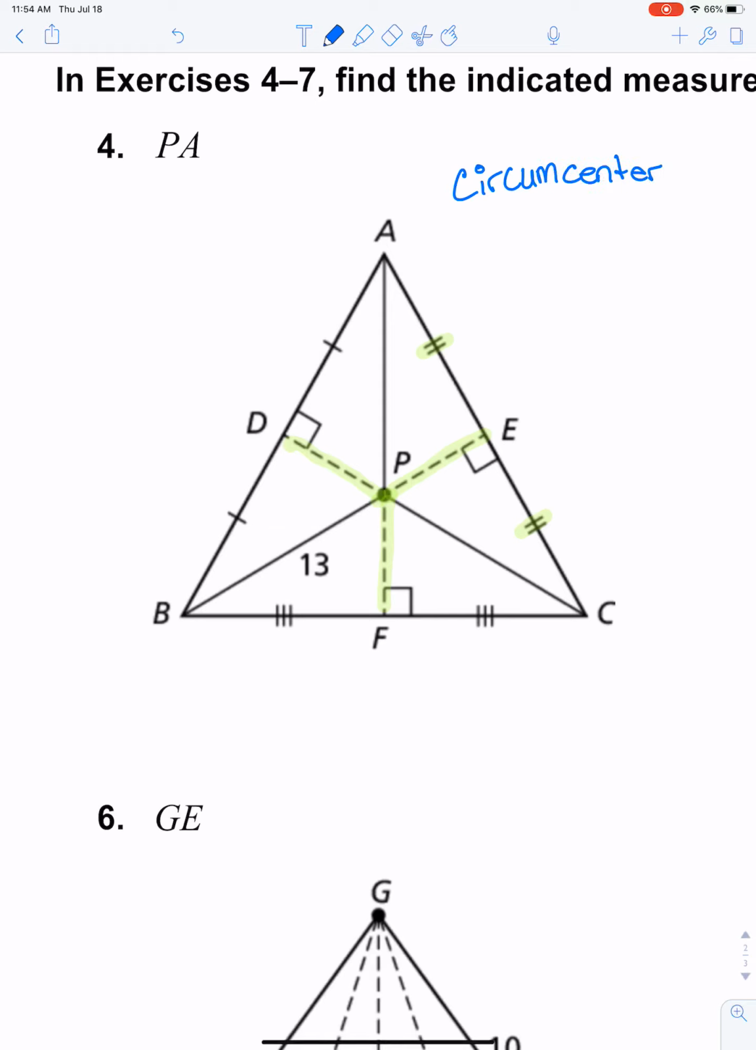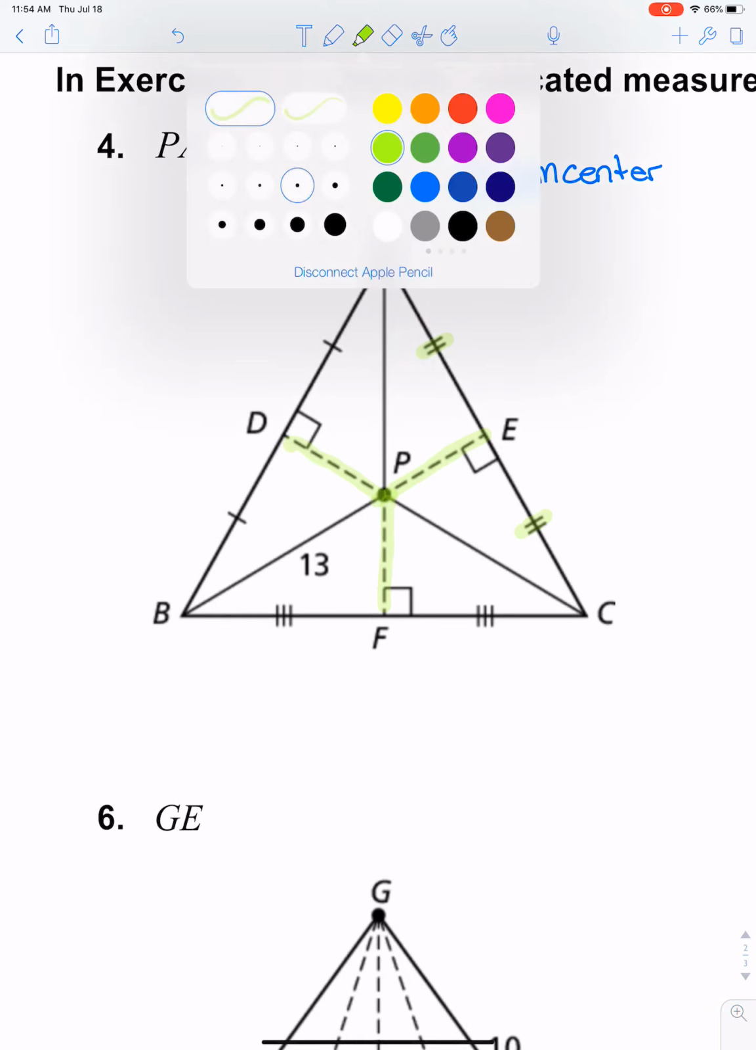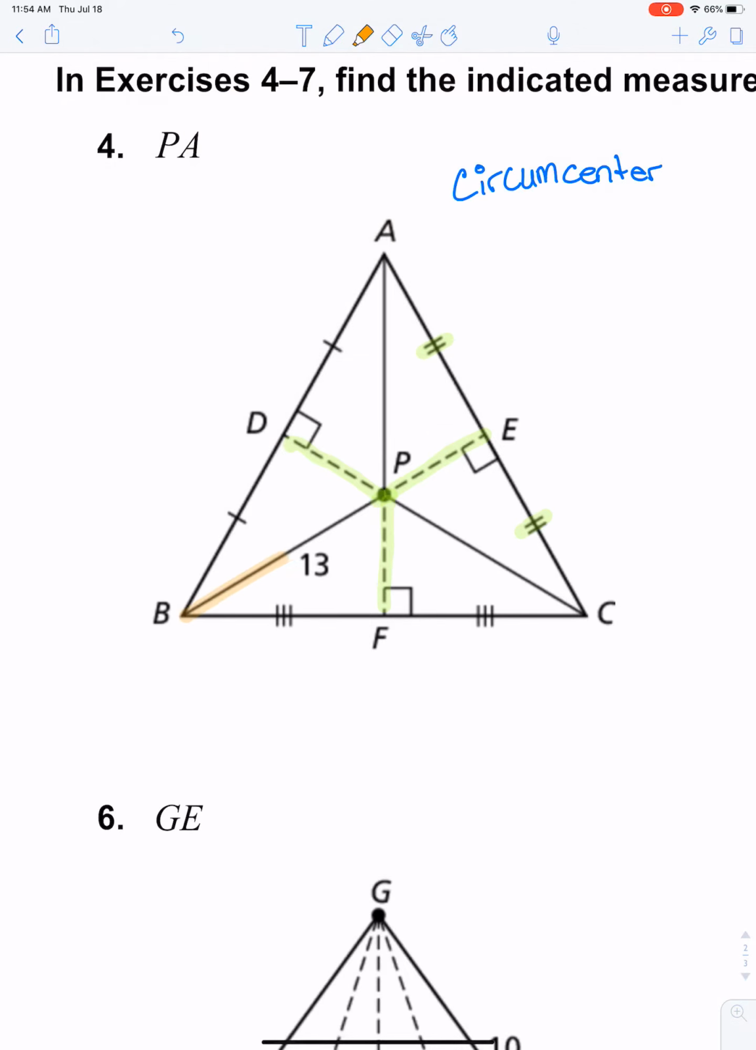Okay? And the fun fact about circumcenters is that it is equidistant from the vertices. So all of these orange lines are congruent because the circumcenter is equidistant from the vertices. So that means if PB is 13, PC is 13, and then therefore PA must also be 13.